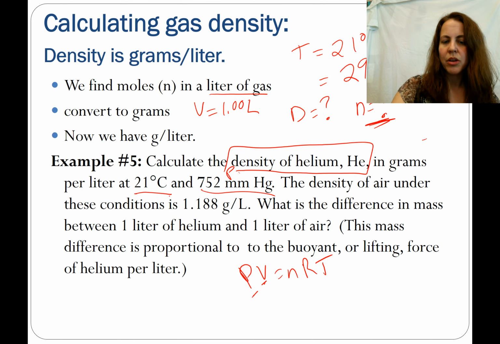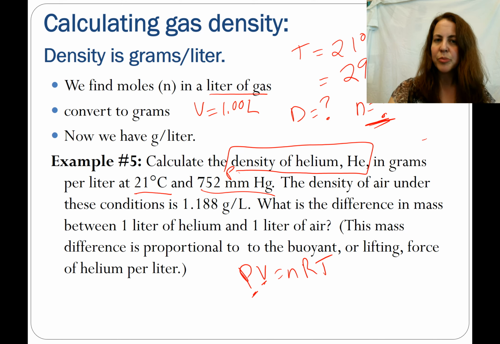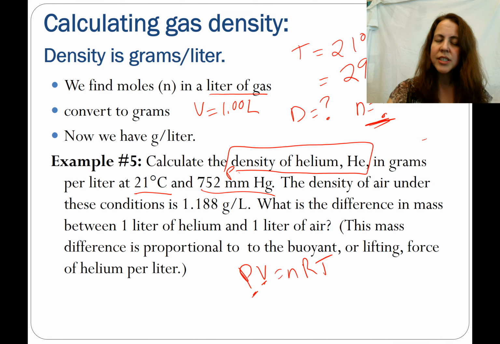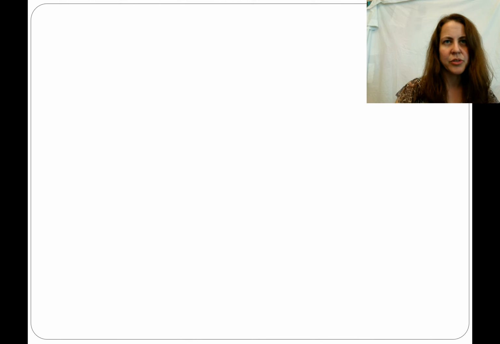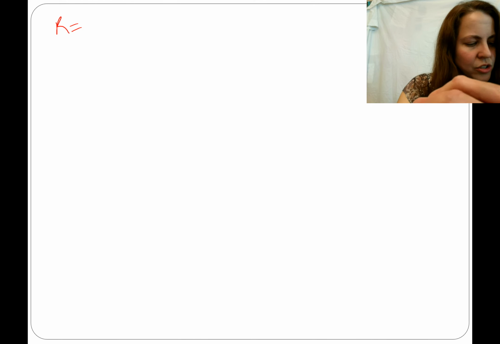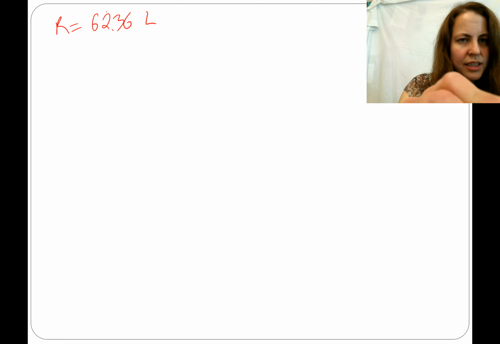You're given pressure as 752 millimeters of mercury. You have a choice now. You can convert that to atmospheres and use the gas constant in atmospheres, or since your equation sheet also gives you the gas constant for torr, and torr is equivalent to millimeters of mercury, we can go ahead and do that. So let's use that method. We take a look at our equation sheet. It tells us that R is 62.36 liters times torr over moles K.